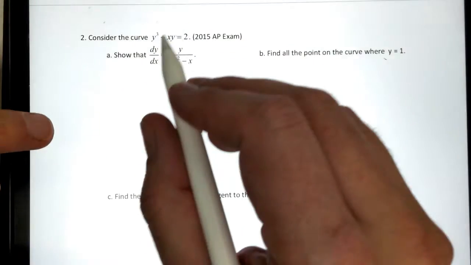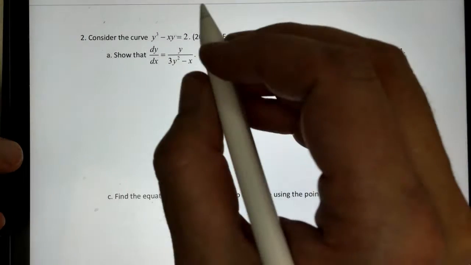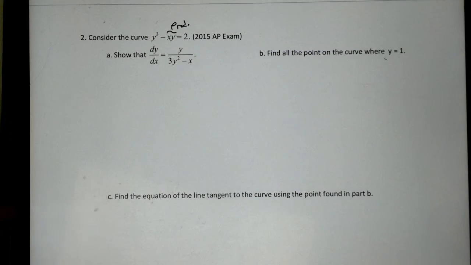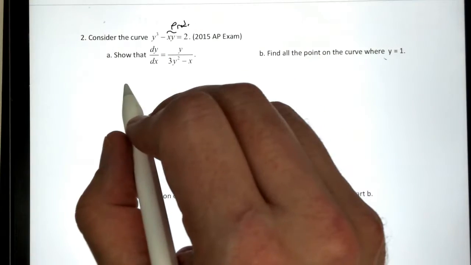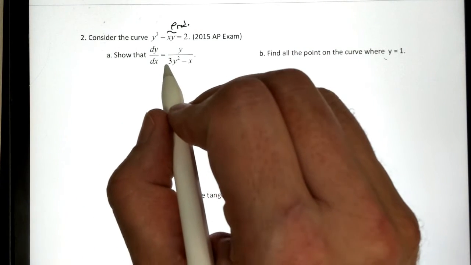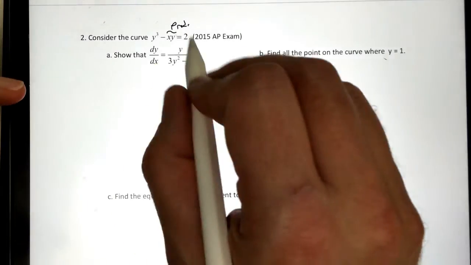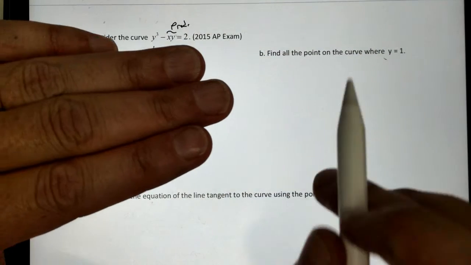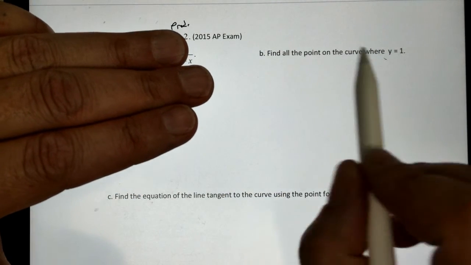And they give us this equation, y cubed minus xy. Once again, we have our product rule right there. And notice, in this one, they actually give us the derivative. They're just saying, show that the derivative is this. Now, why would they do that? Well, if you mess this one up, if you can't take the derivative, they're saying you can still get points.